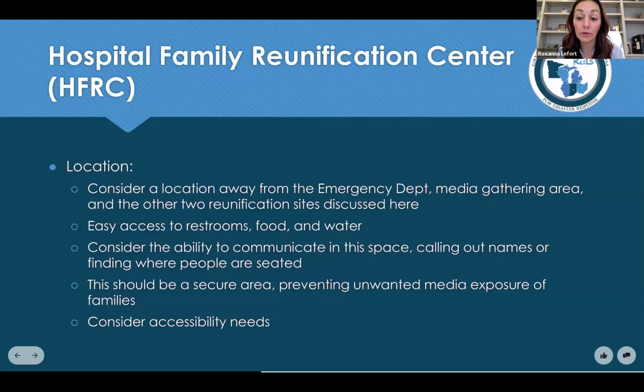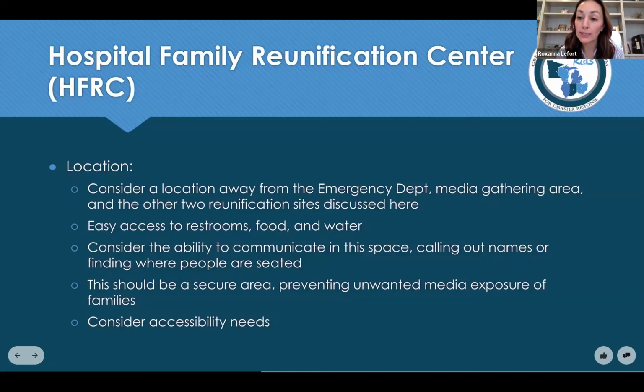You want it to be away from media gathering areas. You don't want families to feel pressured to talk to the media, so keeping this center away from that is ideal. And again, you don't want them wandering off and potentially going back to the emergency department when they're looking for the bathroom or trying to get food or something like that. So really keep it somewhere where they have access to restrooms, food, and water, and can have everything they need while staying in that secure space. When you're thinking about the space that you're going to choose for this, think about the ability to communicate in this space.